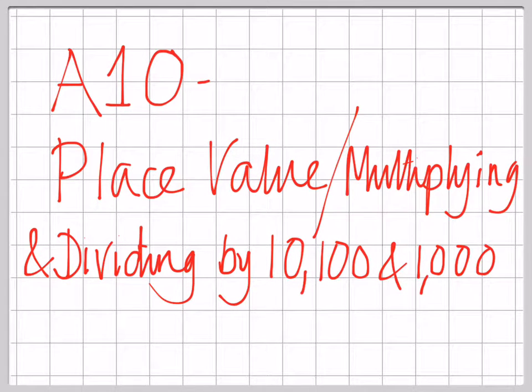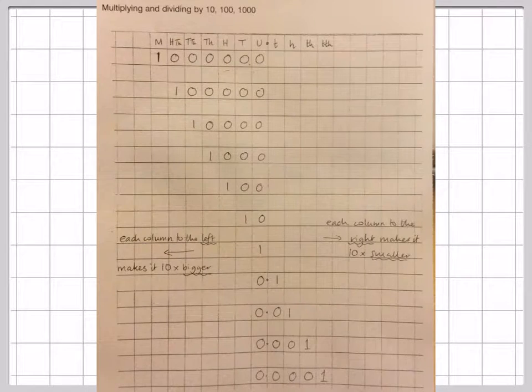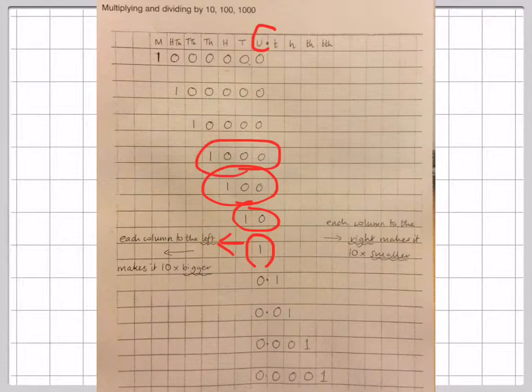Video A10 helps with place value and also when you're multiplying or dividing by 10, 100 or 1000. So this is a sheet that's actually in your help book now. If we start with the number 1 in the middle, which is in the units column, every time we multiply that 1 by 10, we move one place to the left. So first of all, we move to 10. Multiplying by 10 again, we go to 100. Multiplying by 10 again, we go to 1000, and so forth until you get up to 1,000,000.